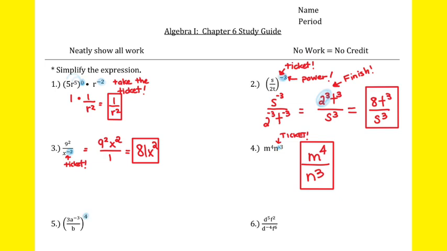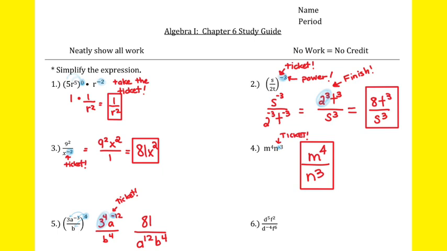On number 5, everybody in the family gets the power. So I rewrite that, multiplying my power to a power, and then I need to evaluate. So 3 to the 4th power is 81, and then a to the negative 12th power goes downstairs. You have to take the ticket, and then b to the 4th doesn't change because it doesn't have a ticket.